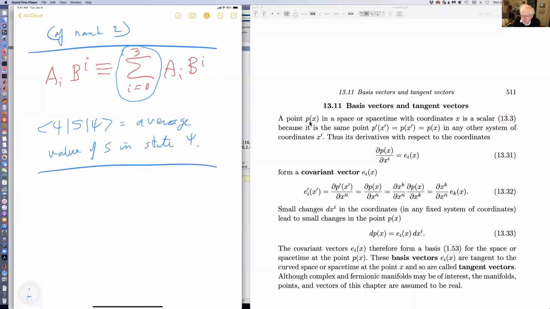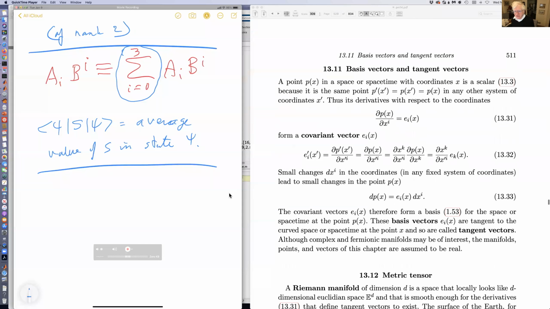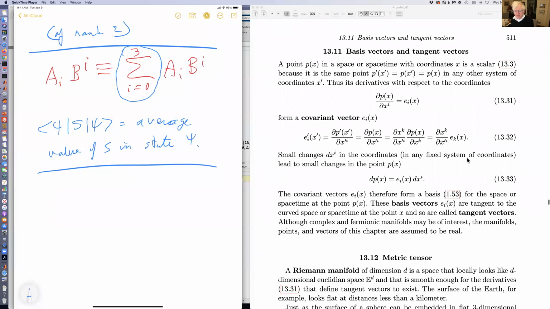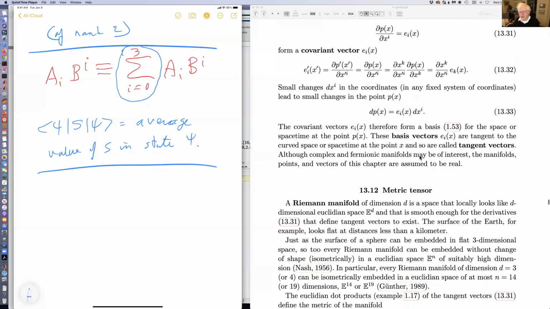On the other hand, if we take the derivatives of that point, we're going to get our vectors that are covariant. These we can think of as basis vectors. And if we change coordinates, then E prime I of X prime is going to look like that. Small changes in the point are then these basis vectors times small changes in the coordinates.